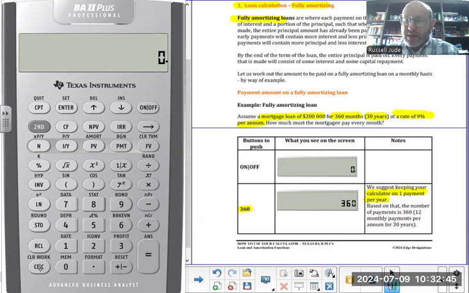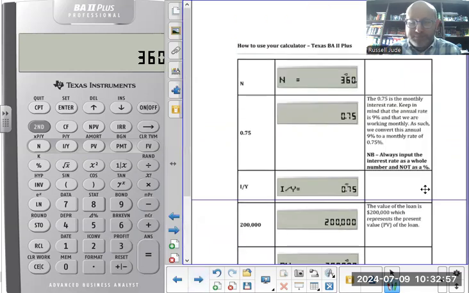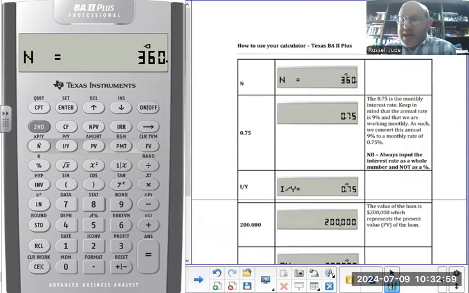And based on that, there are 12 payments per year, and there are 30 years. That gives us our amount of 360. We input that into our calculator over on our page, and by now you know for sure, don't forget to put the N. N is the number of periods.